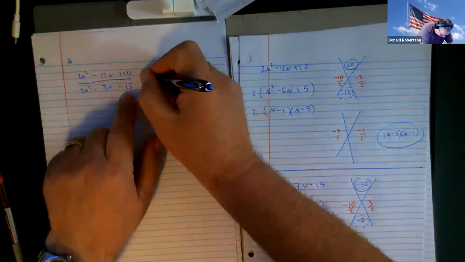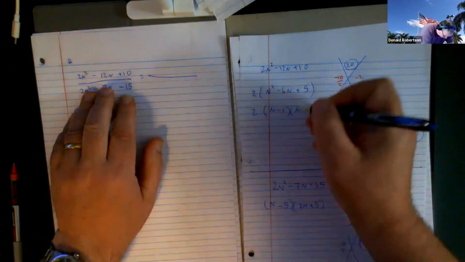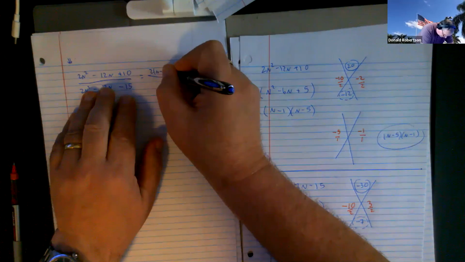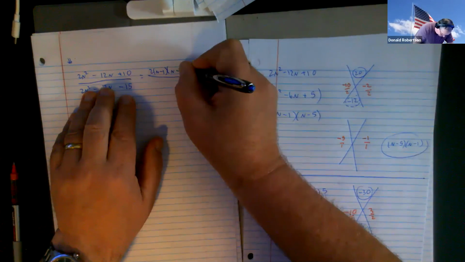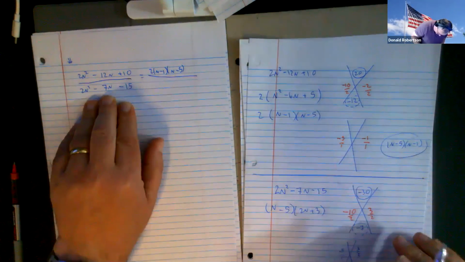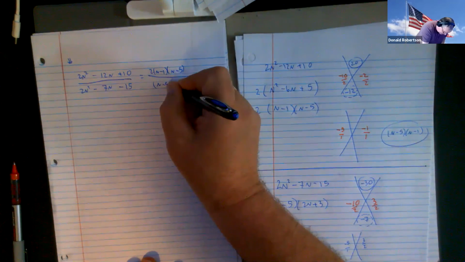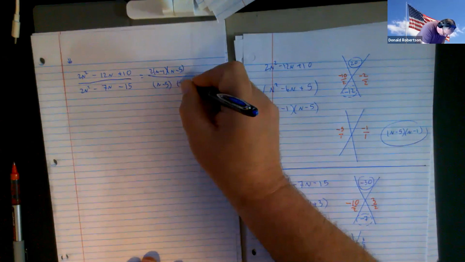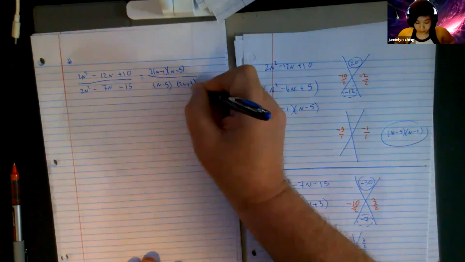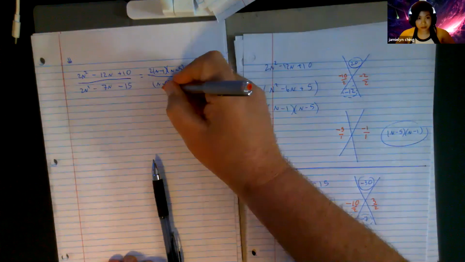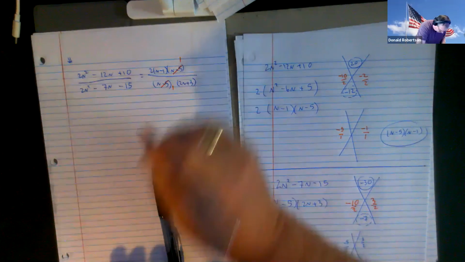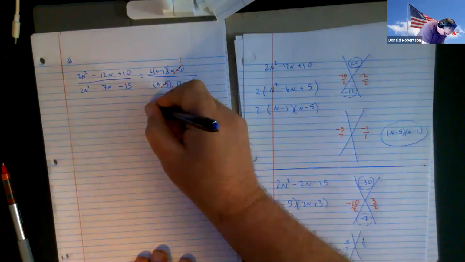So I've already factored the top. It's 2 lots of n-1, n take away 5. And we've factored the bottom. It's n-5 and 2n plus 3. And then you can battle it out with the n-5, and whatever's left is the final answer.